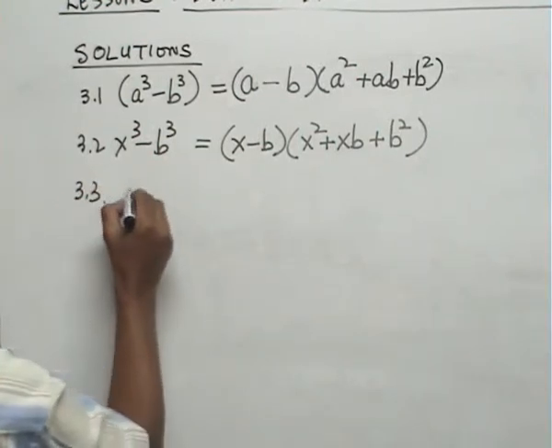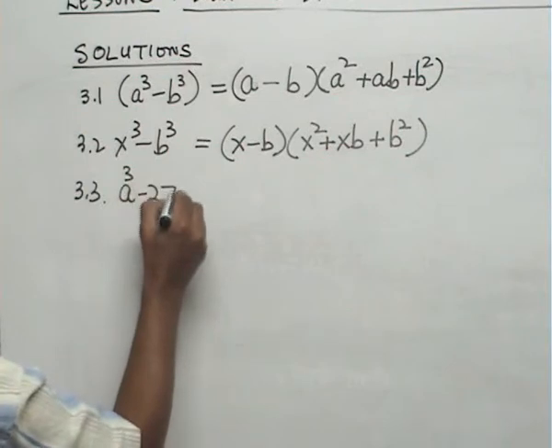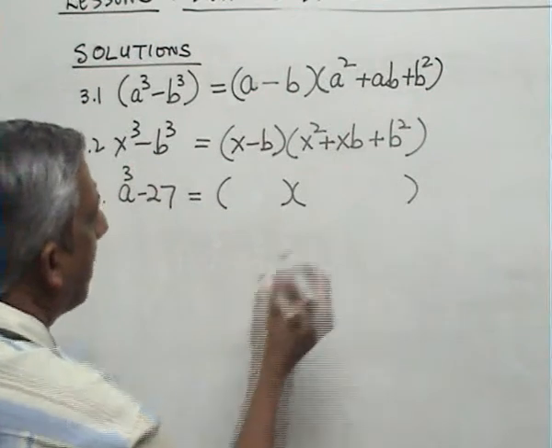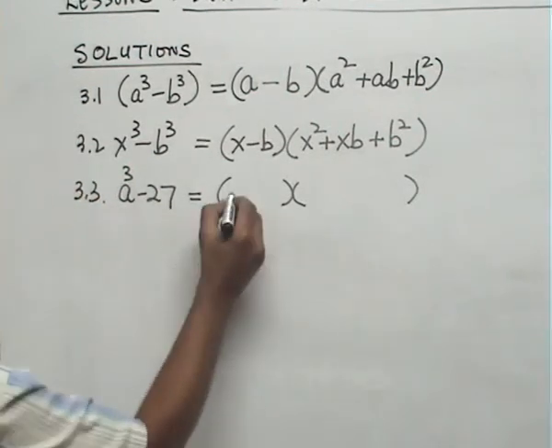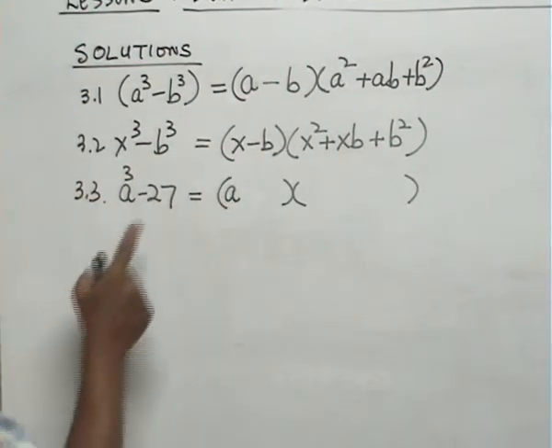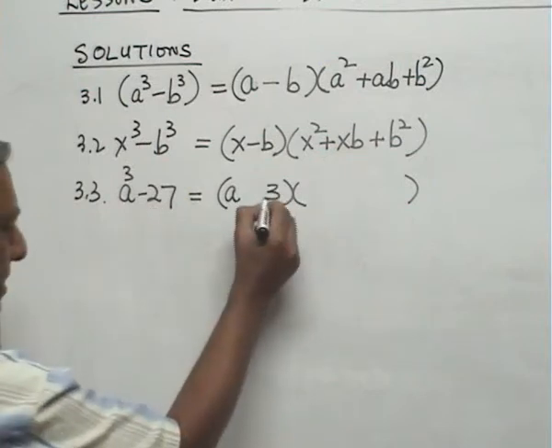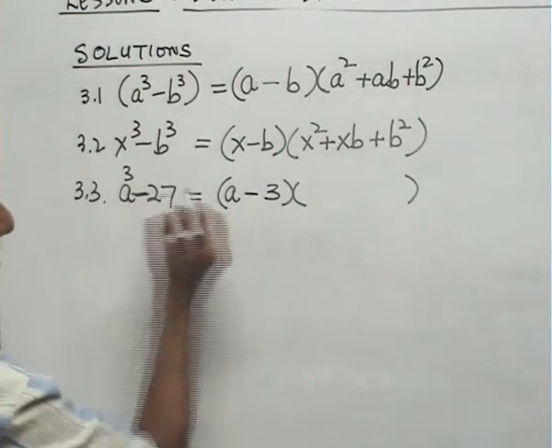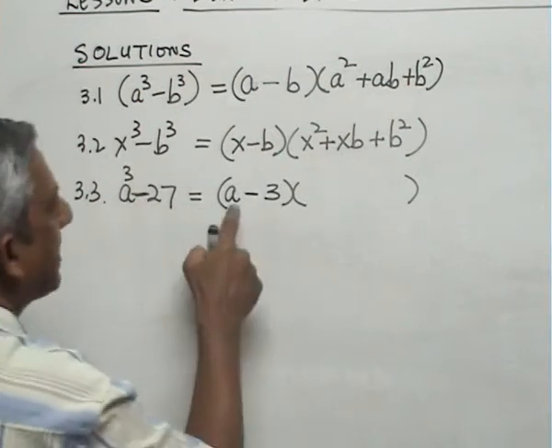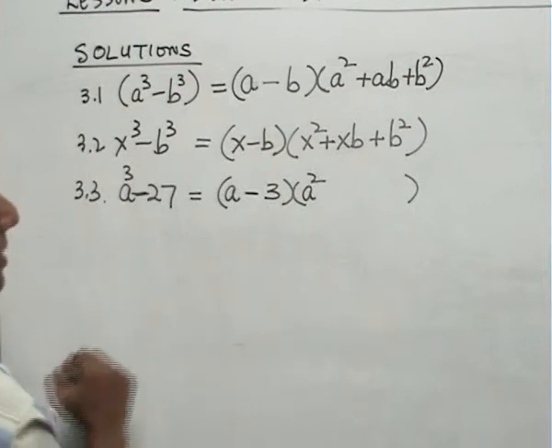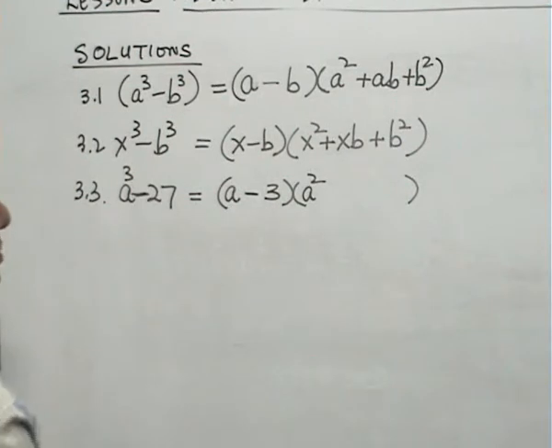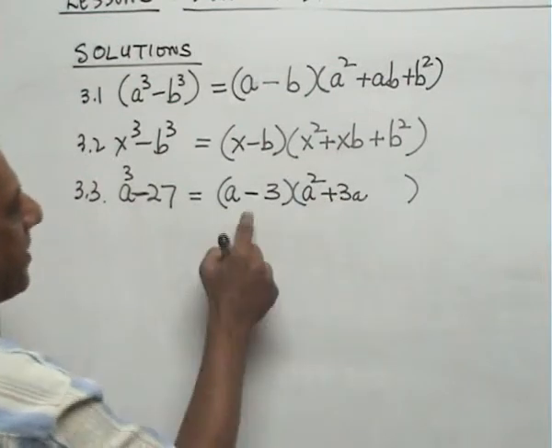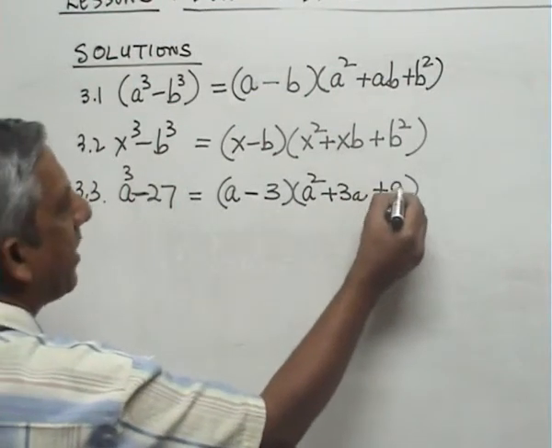3.3, a cubed minus 27. One small bracket, one big bracket. Cube root of a cubed is a. Cube root of 27 is 3. Starts with a minus, therefore this will be minus. Now the second bracket. Square the a, a squared. Multiply this 2, minus 3a. Change the sign, plus 3a. Square minus 3, plus 9.